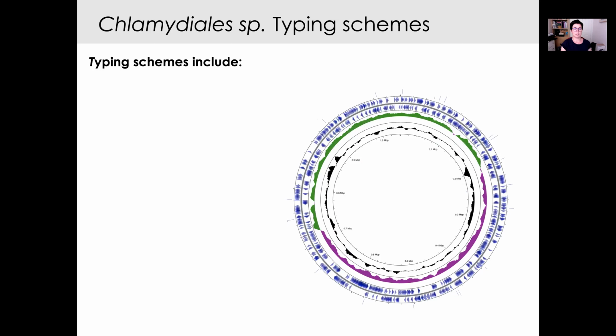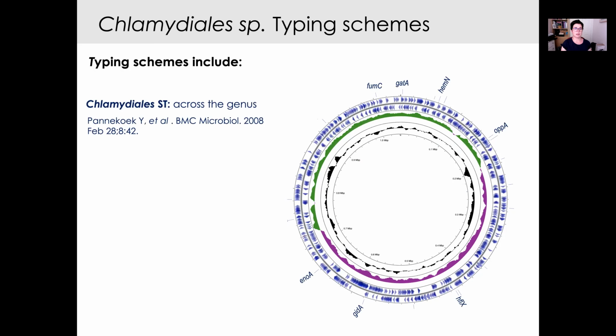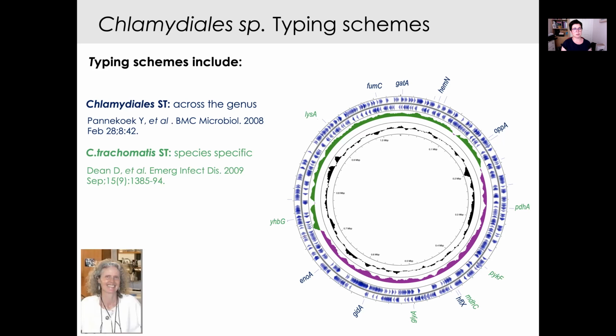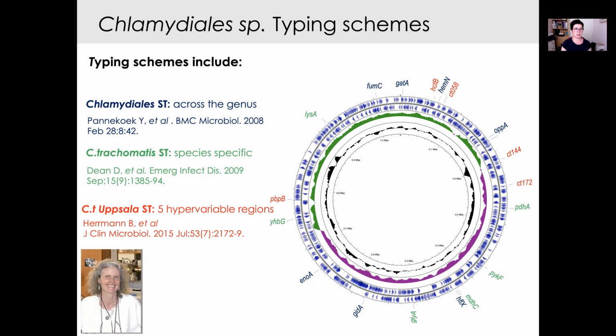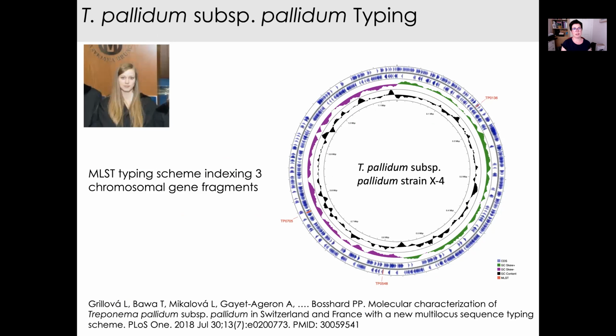For chlamydia, there are a number of typing schemes that have been developed as well. There's the Chlamydiales scheme, developed for analysis across the Chlamydiales order. There's the Chlamydia trachomatis typing scheme, developed by Deborah Dean, who will be speaking about this a bit later on this afternoon, which is more species specific. And then there's also the Chlamydia trachomatis ompA scheme, which looks at 5 hypervariable regions and was developed by Björn Herrmann. And finally, there's the Treponema pallidum subspecies pallidum typing scheme, which was developed by Linda Grillová, who will also be talking to us this afternoon, and is also the curator for the Treponema database.